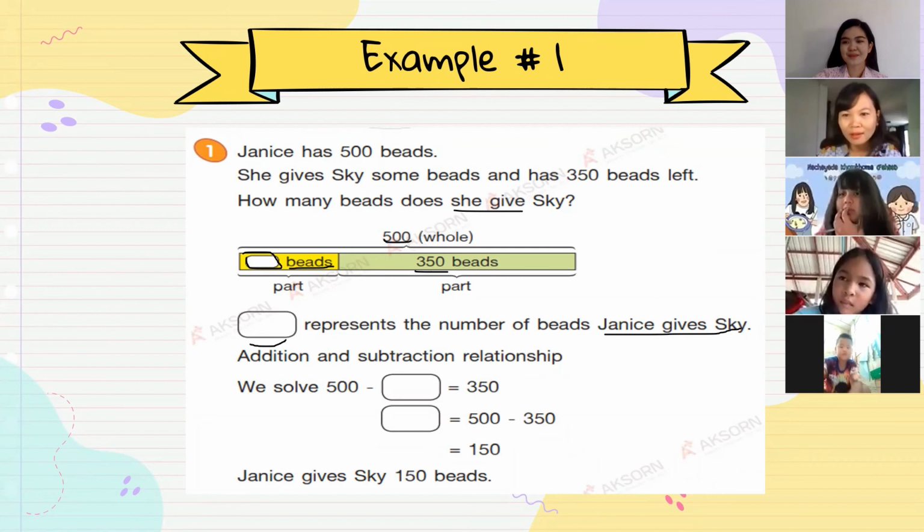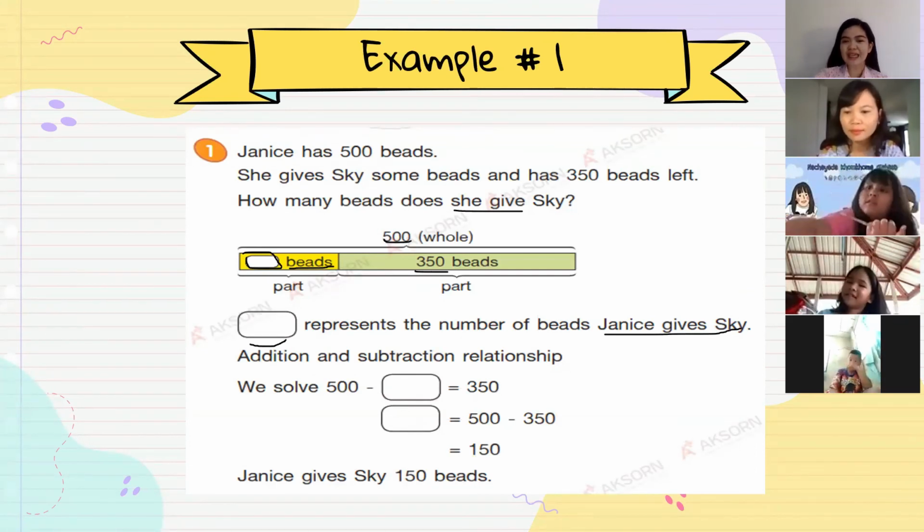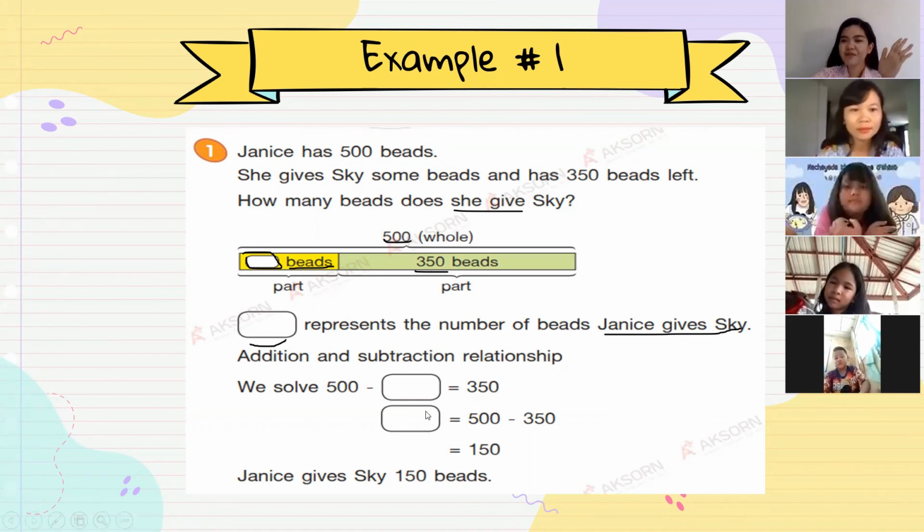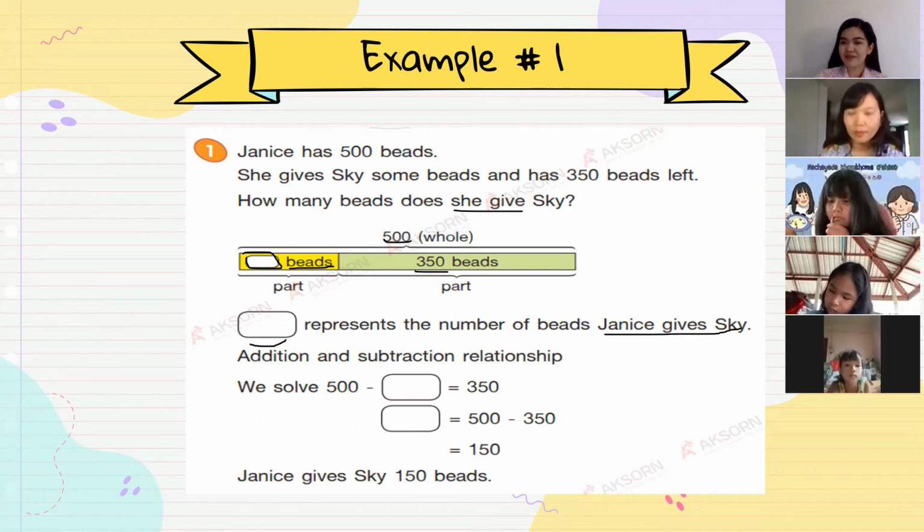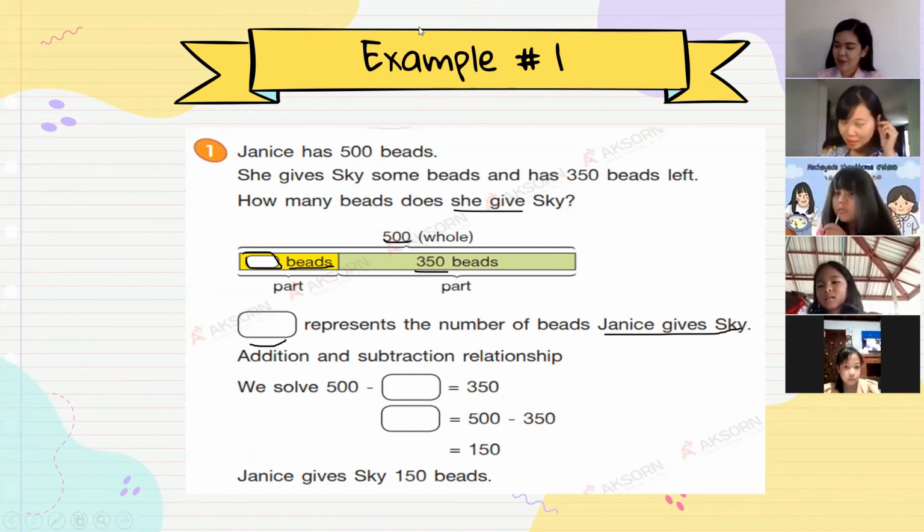150. You say it's 150. Very good. So, if we're going to check it, 350 plus 150 is how many? 350 plus 150 is how many? Children, try finding it on paper.